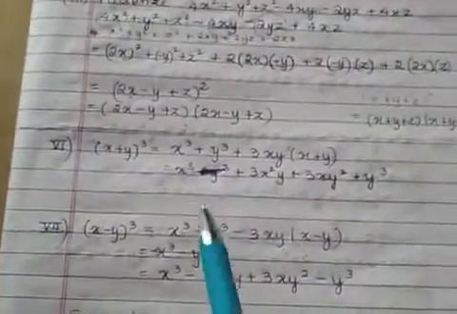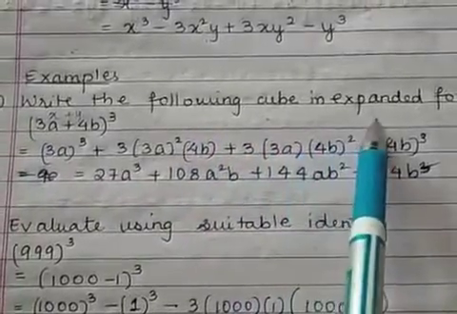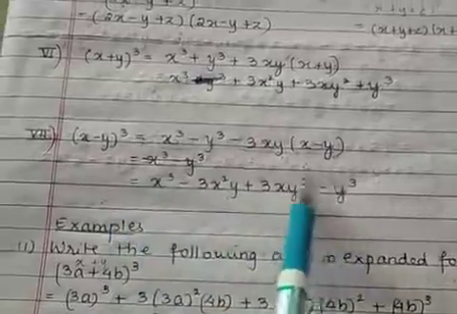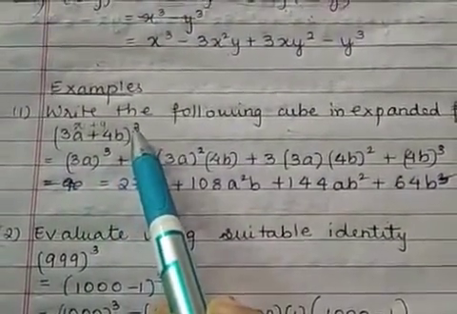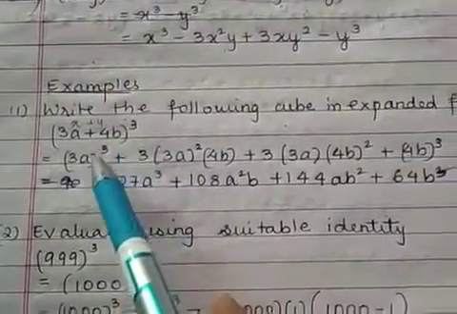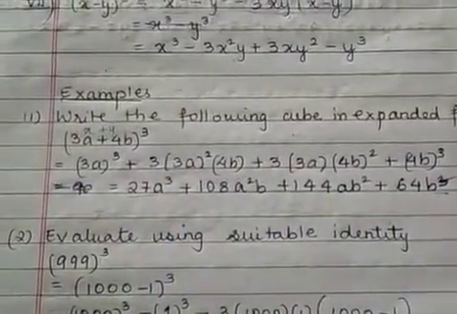Now let us solve some problems based on these two identities. First one, write the following cube in expanded form. So expanded form means you have to write it in this form. This is 3a plus 4b the whole cube. This is of the form x plus y the whole cube. So use the identity and expand this and you will get the answer.